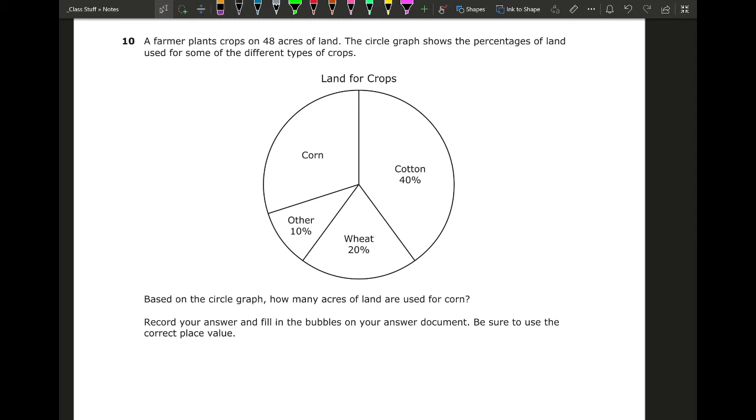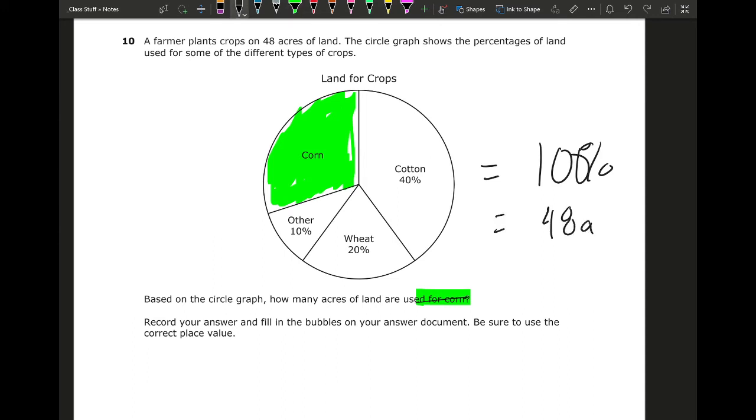So again, we have a circle graph, and every time we're talking about percentages, the circle represents 100%. The circle always represents 100%. And in this case, we are focusing on what they want us to find? Corn. They want us to find corn. So this is right here, all this area right here. Now we also know that 100% equals 48 acres.